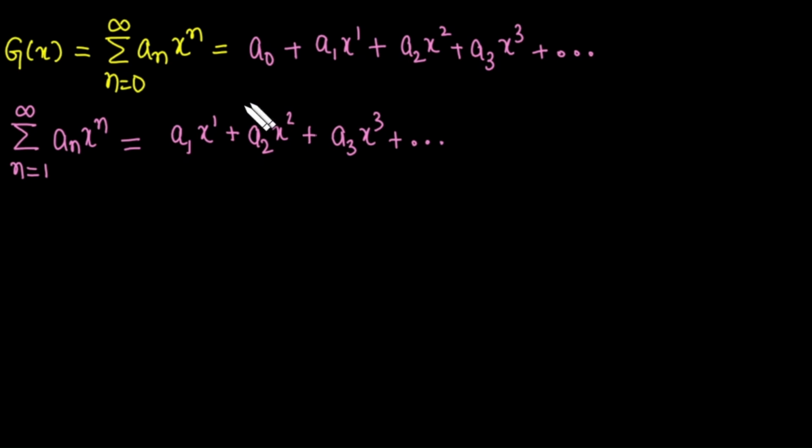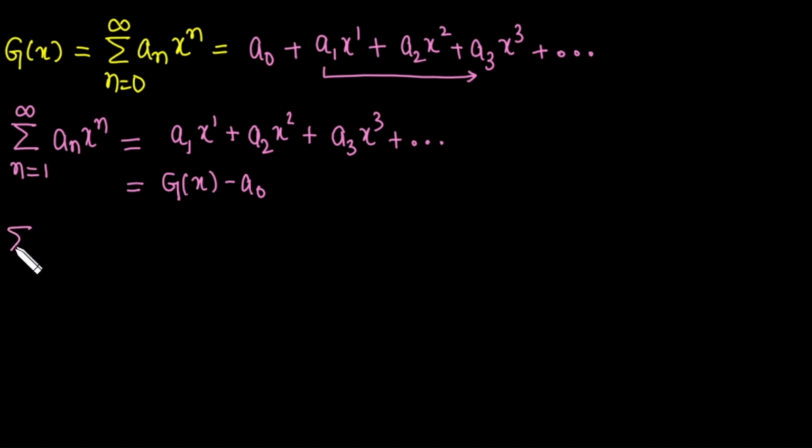Now you can observe that this series we are getting from here goes from this to infinity. So it means the sum of this series is equal to g(x) minus a naught. So we can write this is equal to g(x) minus a naught.